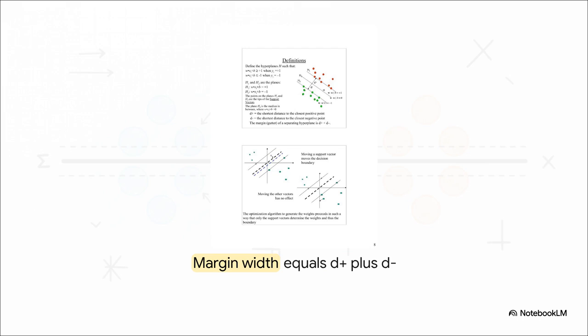Let's formalize this a bit. H0 is our median, the exact center of our street where the equation equals 0. Then we have H1, which is the boundary on the positive side, and H2, the boundary on the negative side. Now we define D plus as the shortest distance from the center to the closest positive point, and D minus as the shortest distance to the closest negative point. So the total margin, the full width of our street or gutter, is exactly D plus + D minus. Our entire objective, the whole goal, is to make that total value as large as possible.